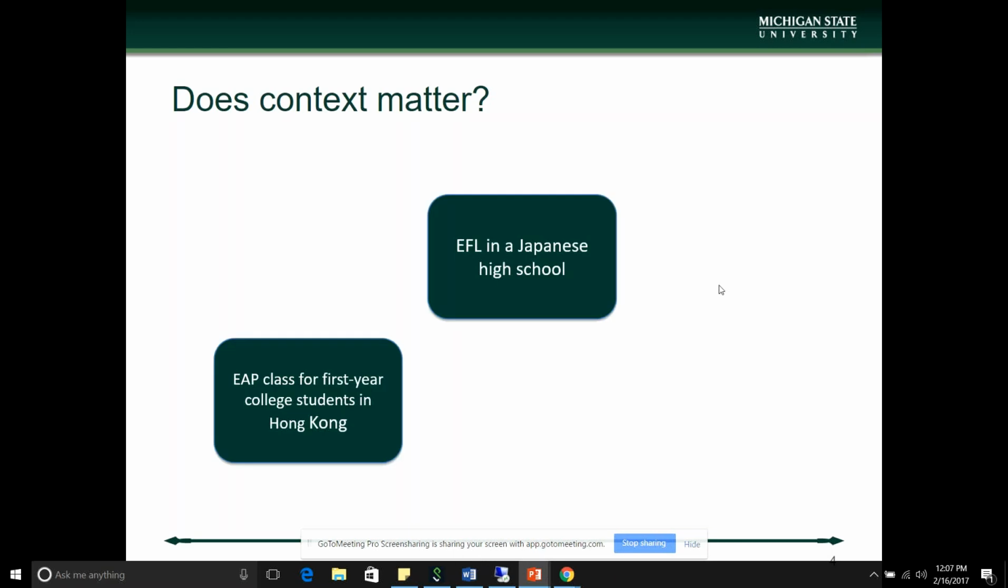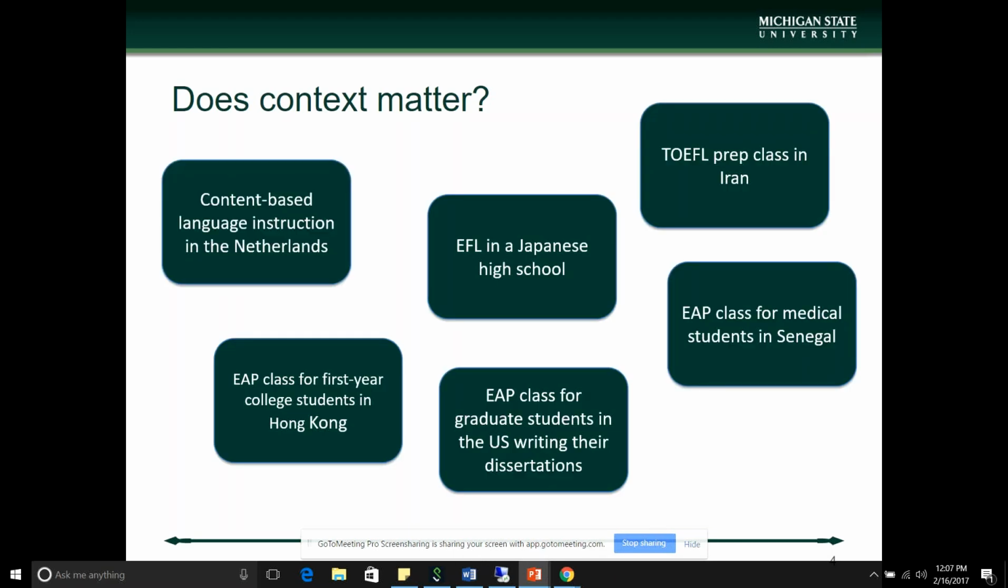Here is a list of some sample contexts, keeping in mind that in some of these contexts, students really don't have clear writing needs. This happens a lot, particularly in high school foreign language classes, whereas in other contexts, such as graduate students in EAP classes who are writing their dissertations, students have very clear and articulated writing needs. Before I go on and talk about some research that I and others have done, I just want to stop here and see if you have any general questions or comments on this issue.